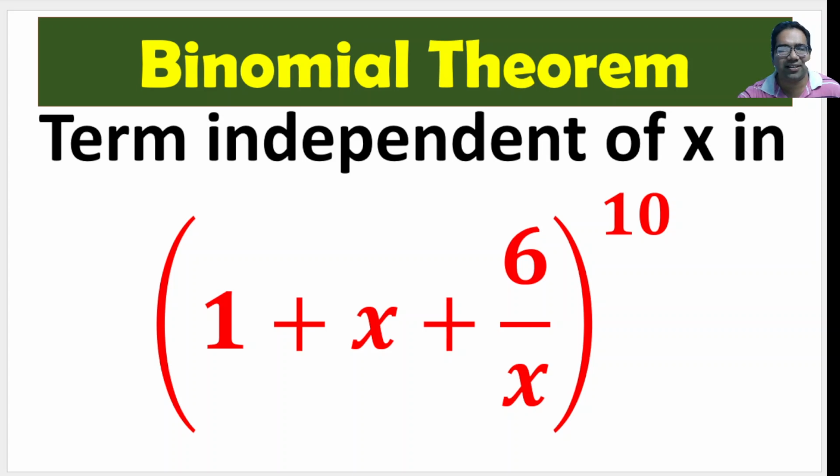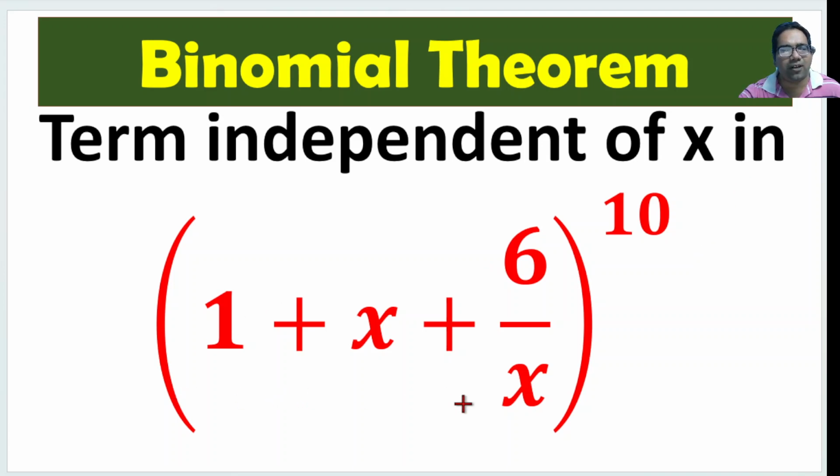Hi friends, here is a nice problem. We have to find the term independent of x in this expansion (1 + x + 6/x)^10. Whatever the expansion is, what is the term that is independent of x?